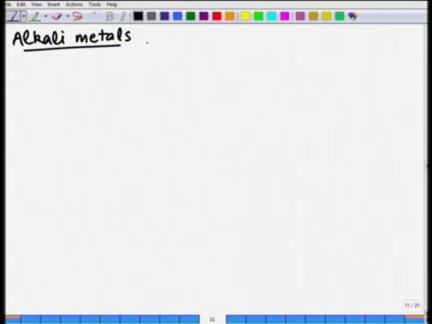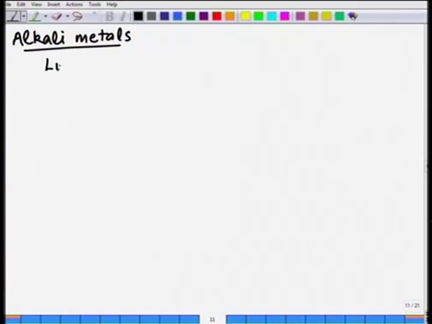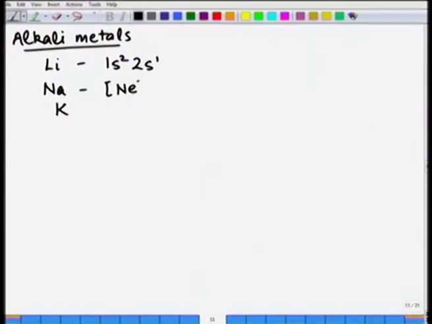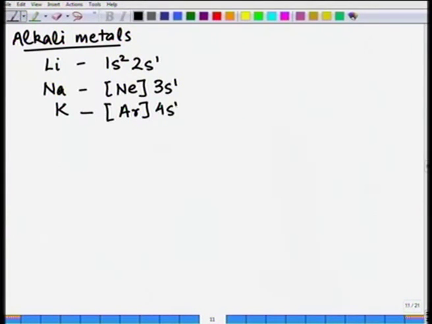Remember, these are the materials in which Drude's theory worked fairly well, and even free electron theory worked very well. And what are these materials? These are lithium, sodium and potassium and so on, many others. So, this is 1s2, 2s1, this is the neon configuration, and then 3s1, and then this is the argon configuration, and then 4s1 and so on. There are cesium and other materials also. This is group 1A.